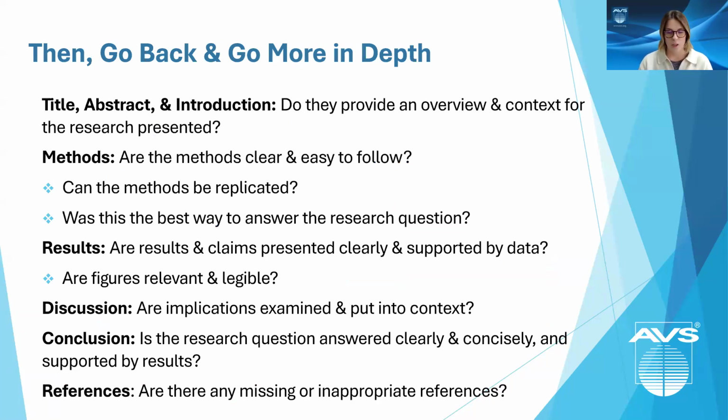Then after your first read through, you can go back and go more in depth through each section. So in the title, abstract, and introduction, do they provide an overview and context for the research being presented? Are the methods clear and easy to follow? Can they be replicated? Was this the best way to answer the research question? Are the results and claims presented clearly and supported by data? Are figures relevant and legible? Are implications examined and put into context through the discussion? In the conclusion, is the research question answered clearly and supported by the results? You should also evaluate the reference list of an article that you're reviewing to see if there are any missing or inappropriate references.